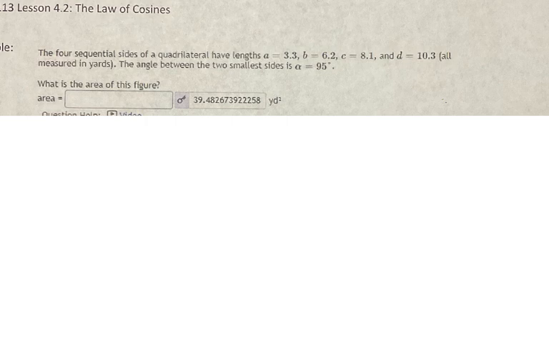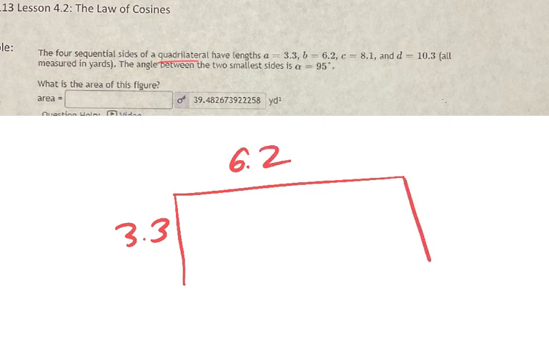The 4 sequential sides of a quadrilateral have lengths of 3.3. So now I've got a quadrilateral, so I'm going to draw it. Here's A, 3.3. Here's B, 6.2. Here's C, 8.1. Here's D, 10.3. I think I did a good job.